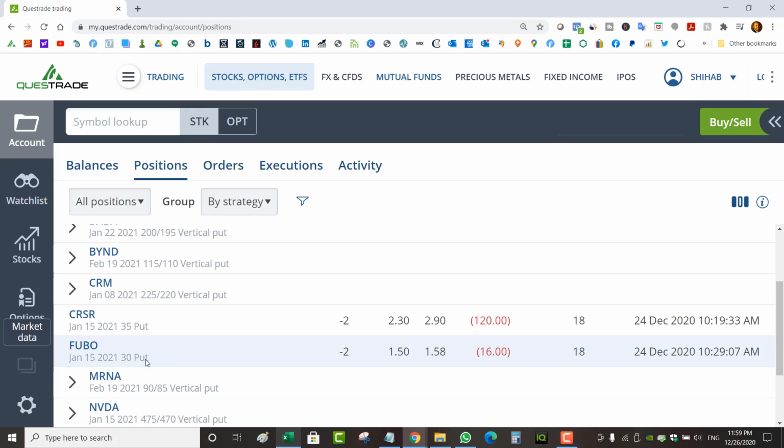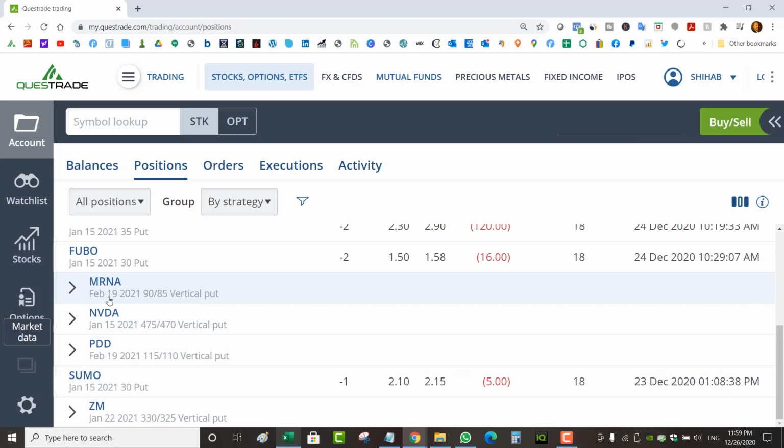And basically, for me to win on this trade, I need Corsair to be above 35 by January 15, and I need Fubo to be above 30 by January 15. If it isn't, I can roll the put strike to further expiry. I can roll it to February and collect the credit while I wait for these stocks to recover. And if I want, I can even roll the strikes down for a smaller credit to February while I wait for the stock to stay above those new strikes, but we'll see what happens.